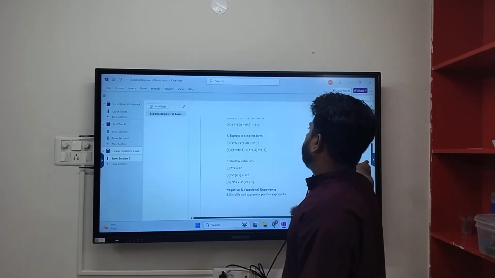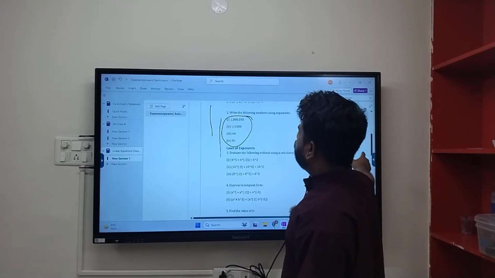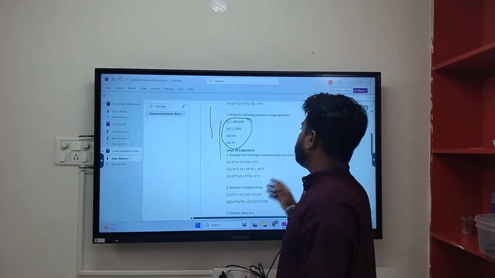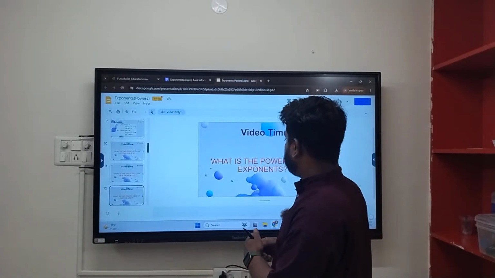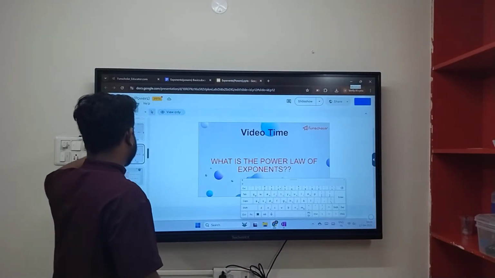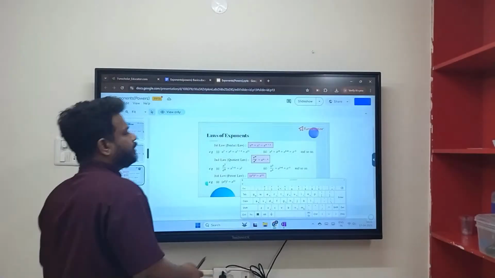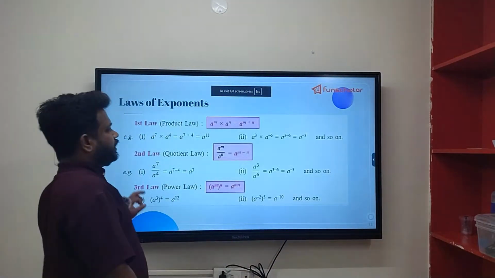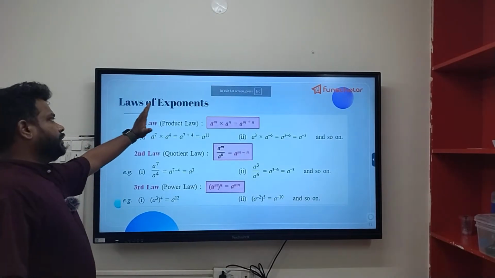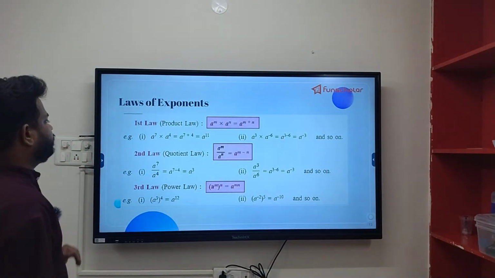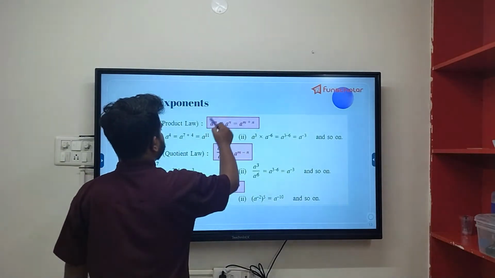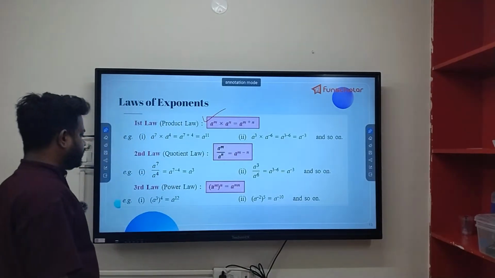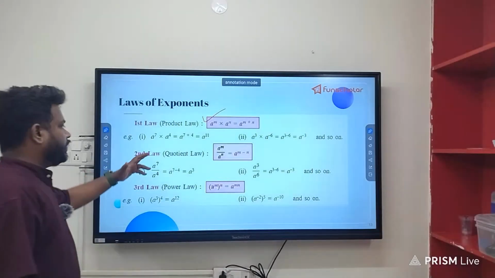Okay, we don't have any question right now. We will solve some more questions after covering the topic of division and something more. So first of all, before going to the video, let's take a glance at the laws of exponents again. The first law, we have just learned this law, and now we are going to see the quotient law.